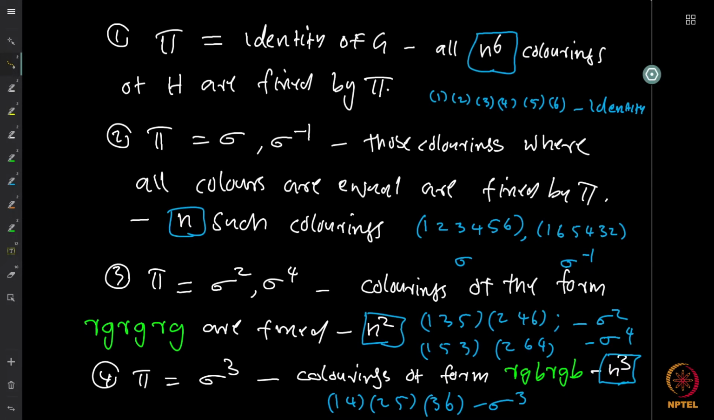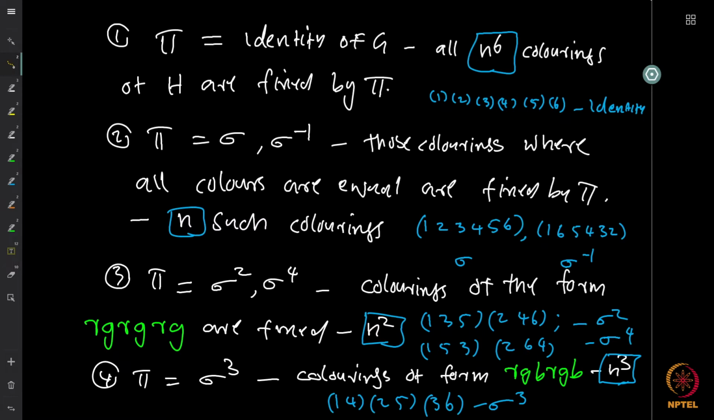Now, if you are looking at the identity of G, then all the colorings are fixed by pi, right? Because it doesn't do anything, so everything is fixed. So all the n raised to 6 colorings, because for every vertex I have n choices, all the n raised to 6 colorings of the hexagon are fixed by pi, the identity. The identity permutation is written like this: 1, 2, 3, 4, 5, and 6. Each one is a cycle.